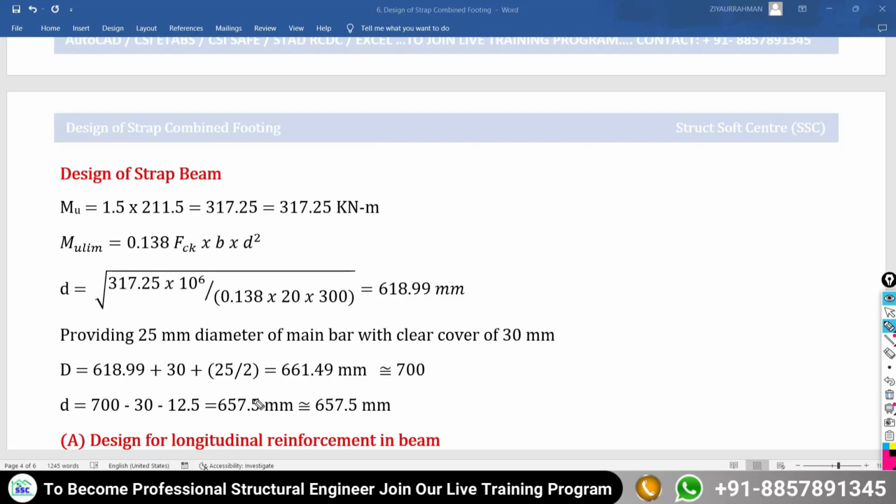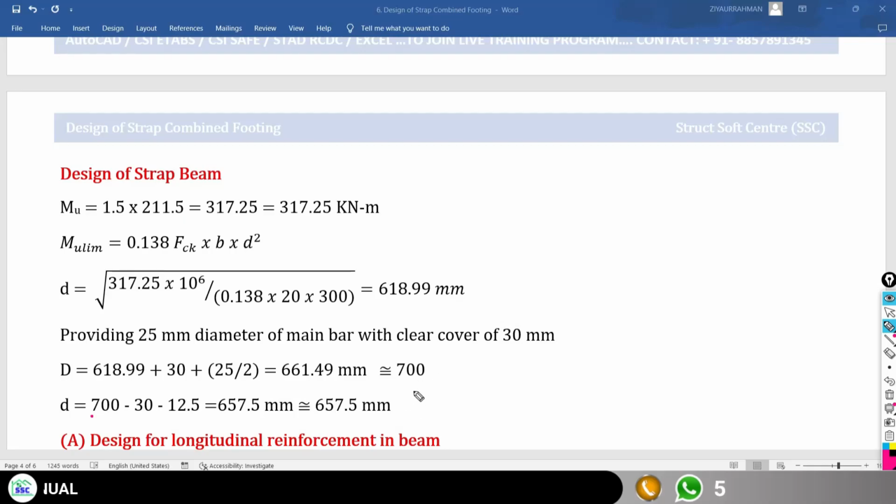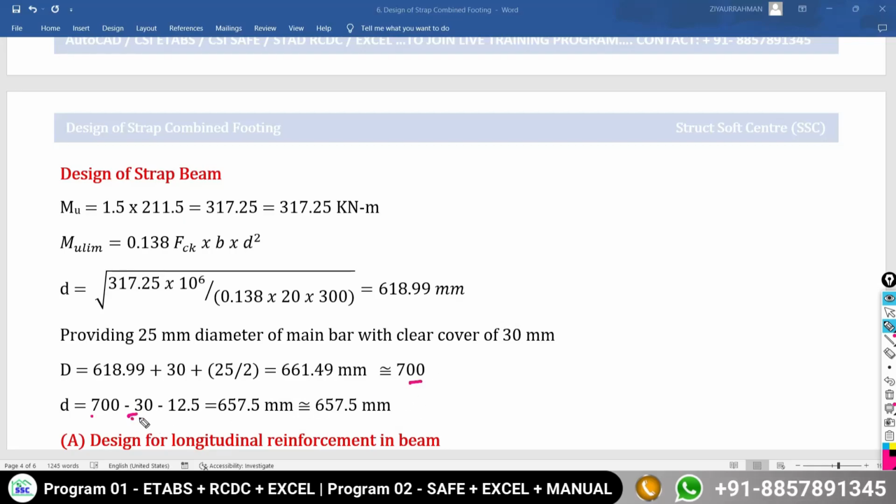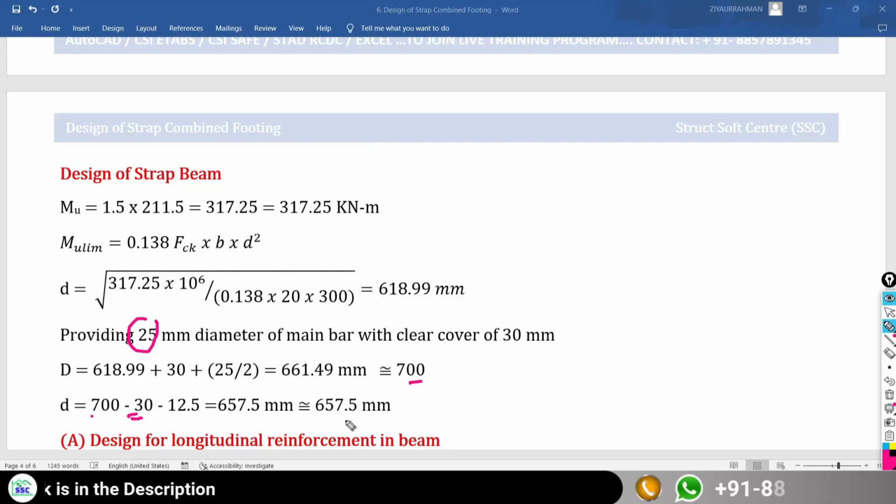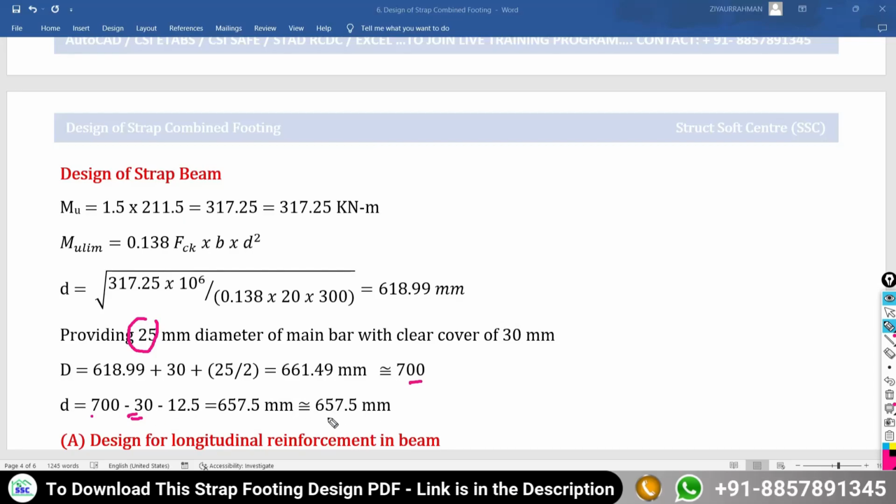So finally, I just want to know how much effective depth is available. So it is 700 minus clear cover minus half of the considered diameter of the bar. So we are actually getting 657.5 mm. Finally, we have the effective depth available for the beam as 657.5 mm.